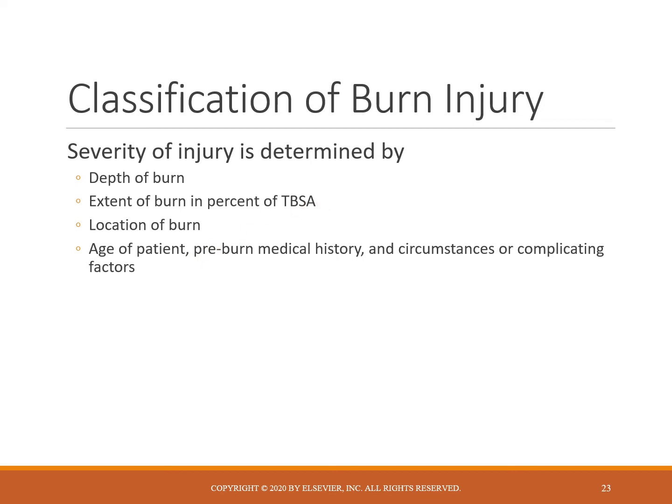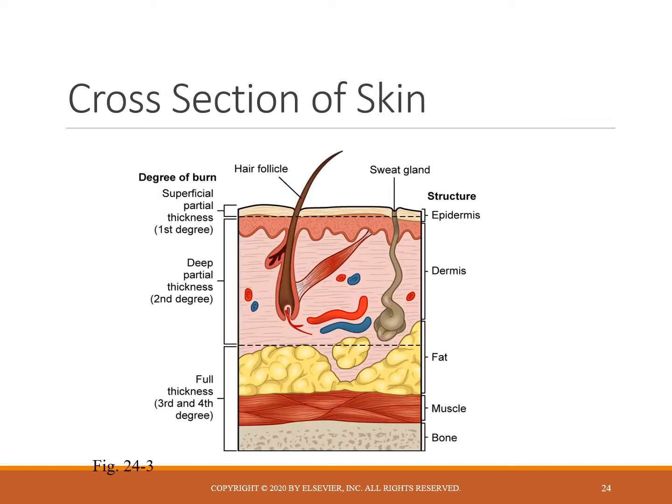Another thing that you need to assess is the age of the patient. What happened before the burn injury? What's their medical history? What are the complications that may arise based on what your patient has? Now, this is just to give you a review of the cross section of the skin.